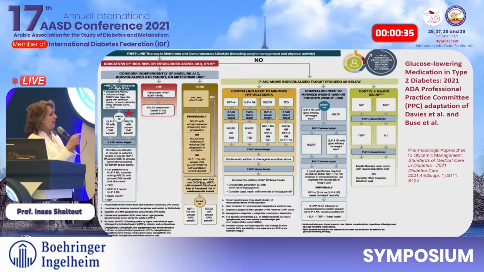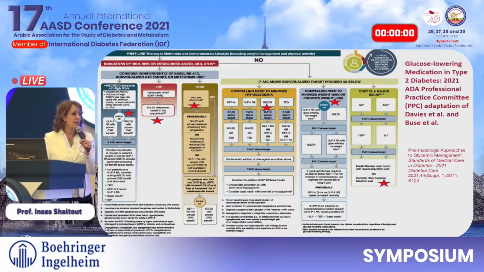Let's say here first, when do we use SGLT2 inhibitors? In patients with atherosclerotic cardiovascular disease or indicators of atherosclerotic cardiovascular disease, patients with heart failure, patients with CKD and albuminuria, in patients who have the need to minimize hypoglycemia, and in patients wishing to lose weight, and also in combination with other medications whenever necessary.